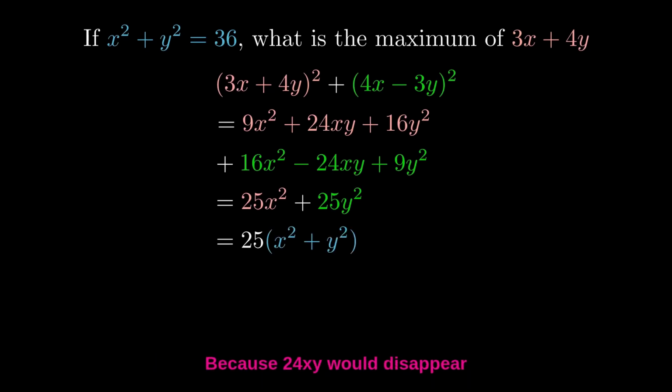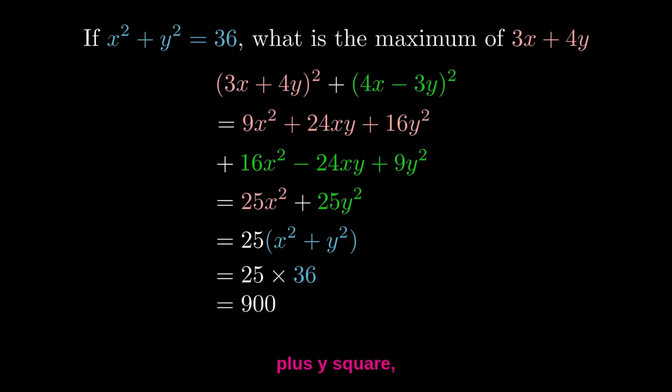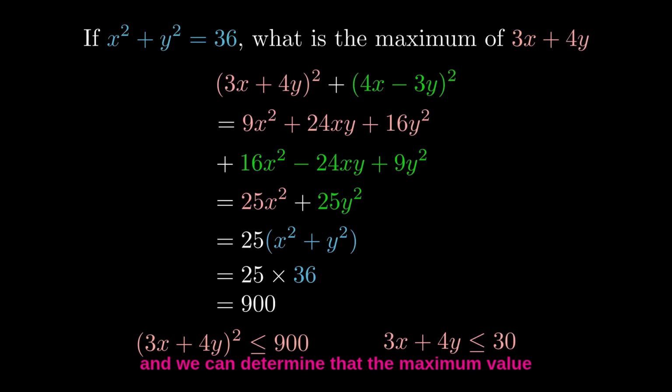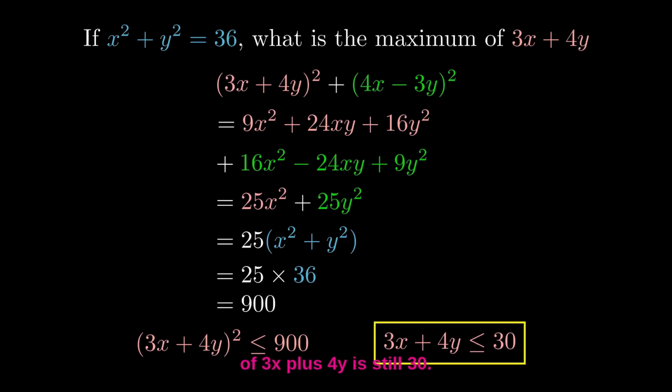Because 24xy disappears in the middle of the calculation, the final result will be 25 times the sum of x squared plus y squared, which is 25 times 36, which is 900. Since both squares cannot be negative in the scope of real numbers, the square of 3x plus 4y has a maximum value of 900. Finally, let's take the square root, and we can determine that the maximum value of 3x plus 4y is still 30. So this wraps up the three solutions to this problem.